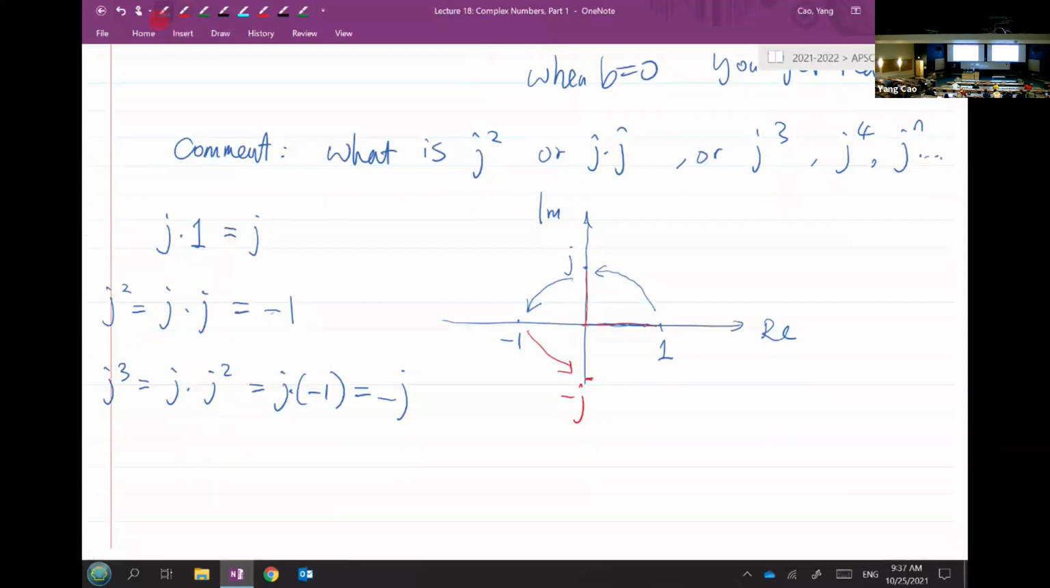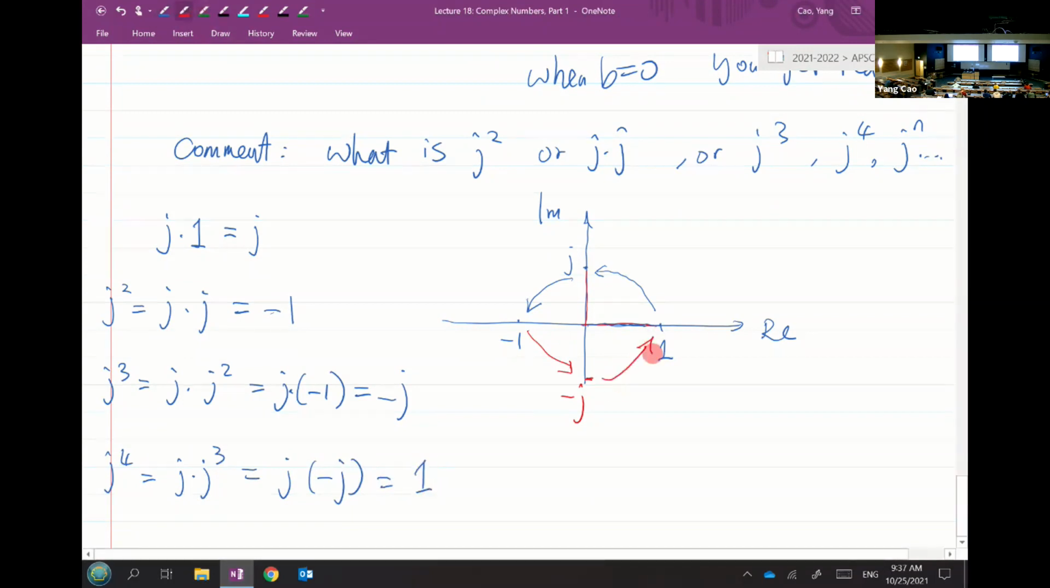And then finally, j to the power 4 is j times j cubed. So that's j times -j, which gives you 1. So finally, we get back to the original location. So the point I'm making is, whenever you multiply j with a complex number, or anything even, what does it do? It will rotate it 90 degrees, basically.